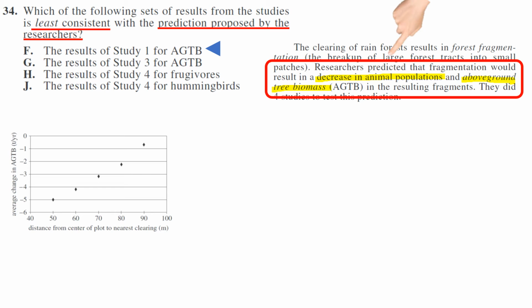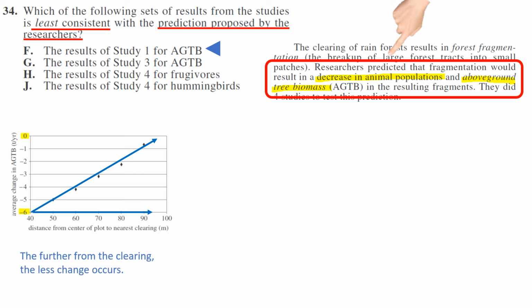So the result of study 1, finger on study 1, and this one's tricky. If you get it wrong, you probably chose F because you see this line increases. You think, oh, that's not decreasing. But as you move from distance from center, there is less change, right? So there's more decrease as you are closer to the fragmentation. So F is incorrect.